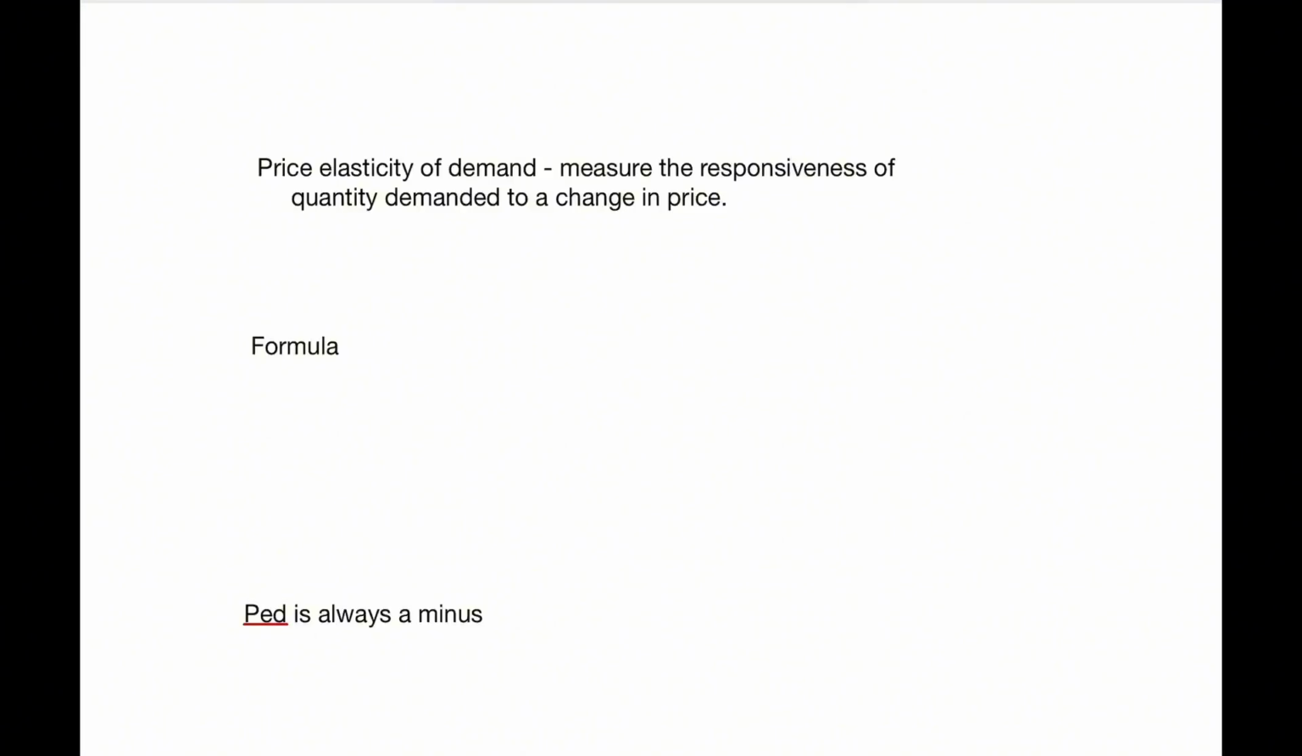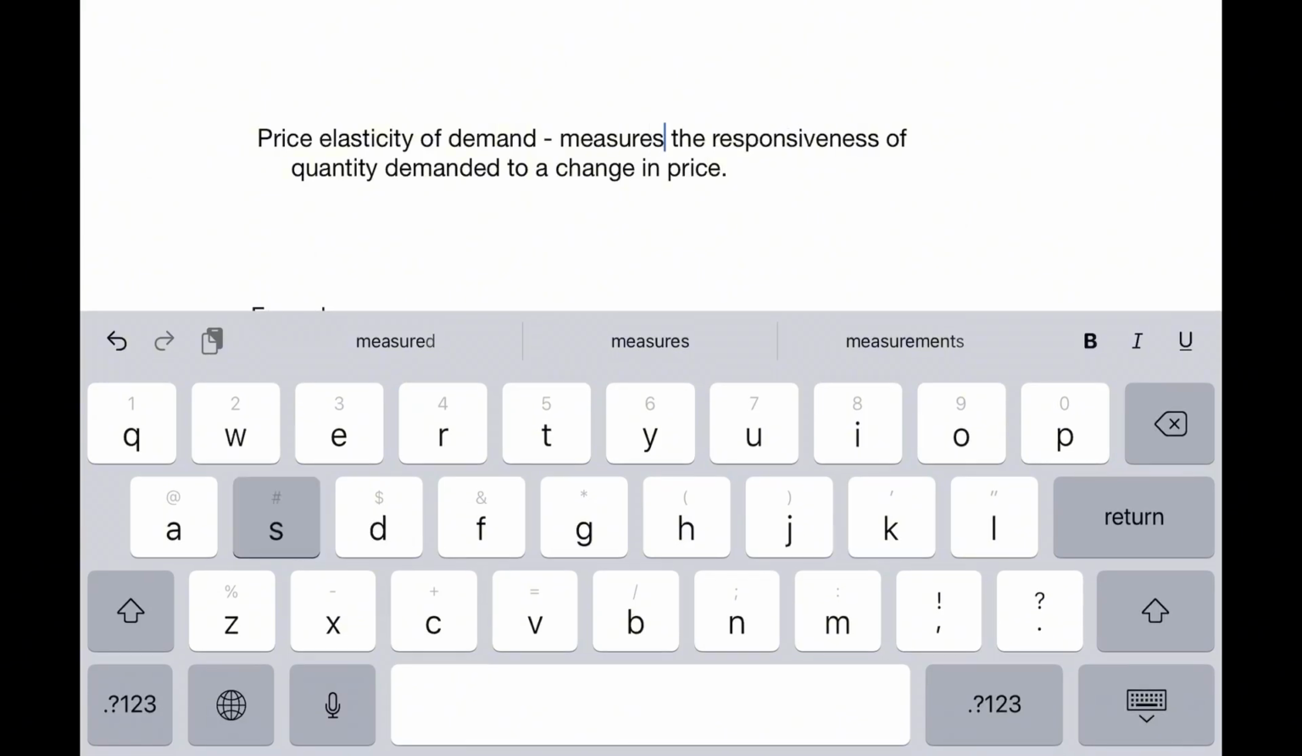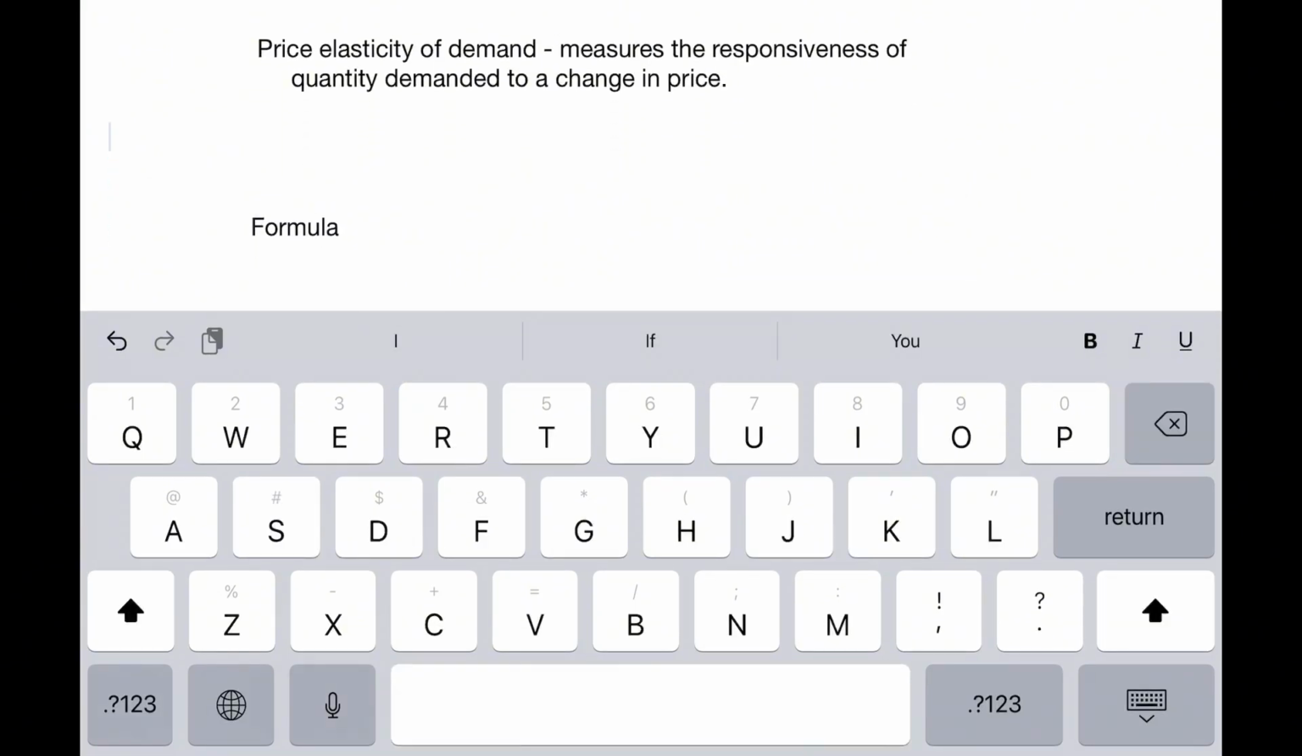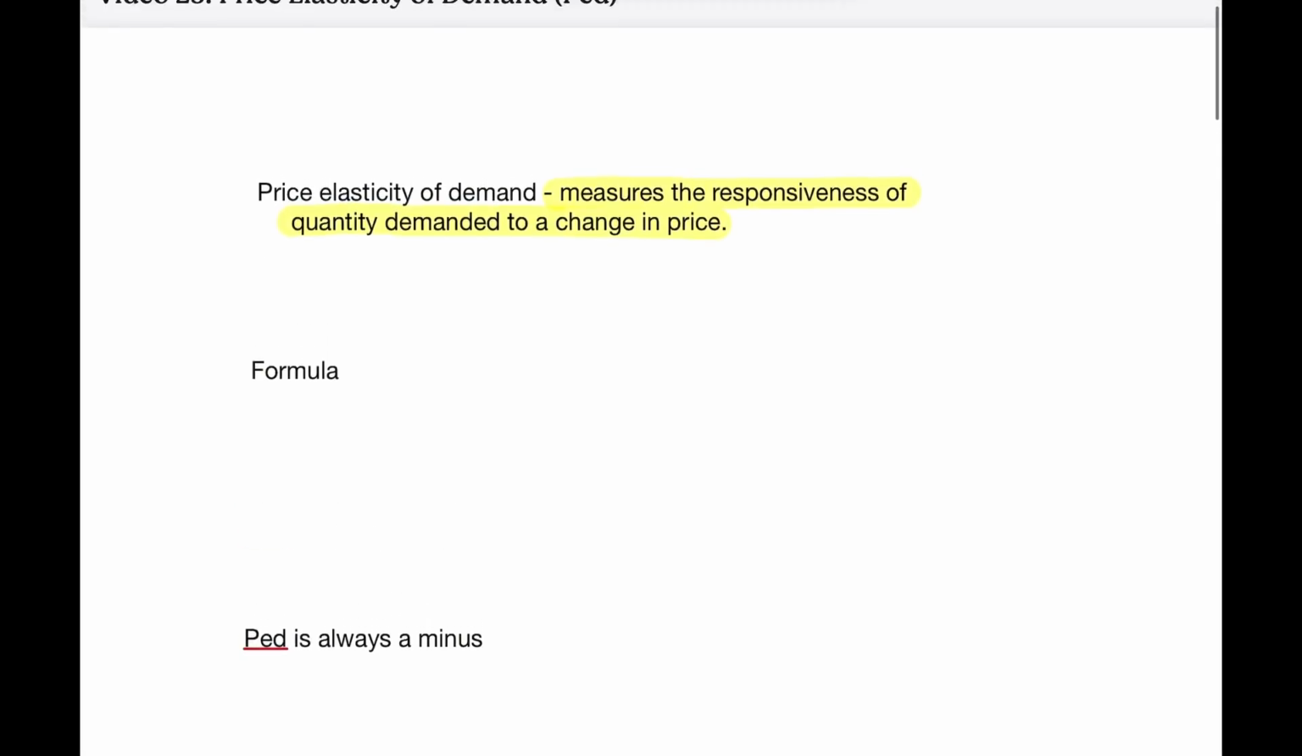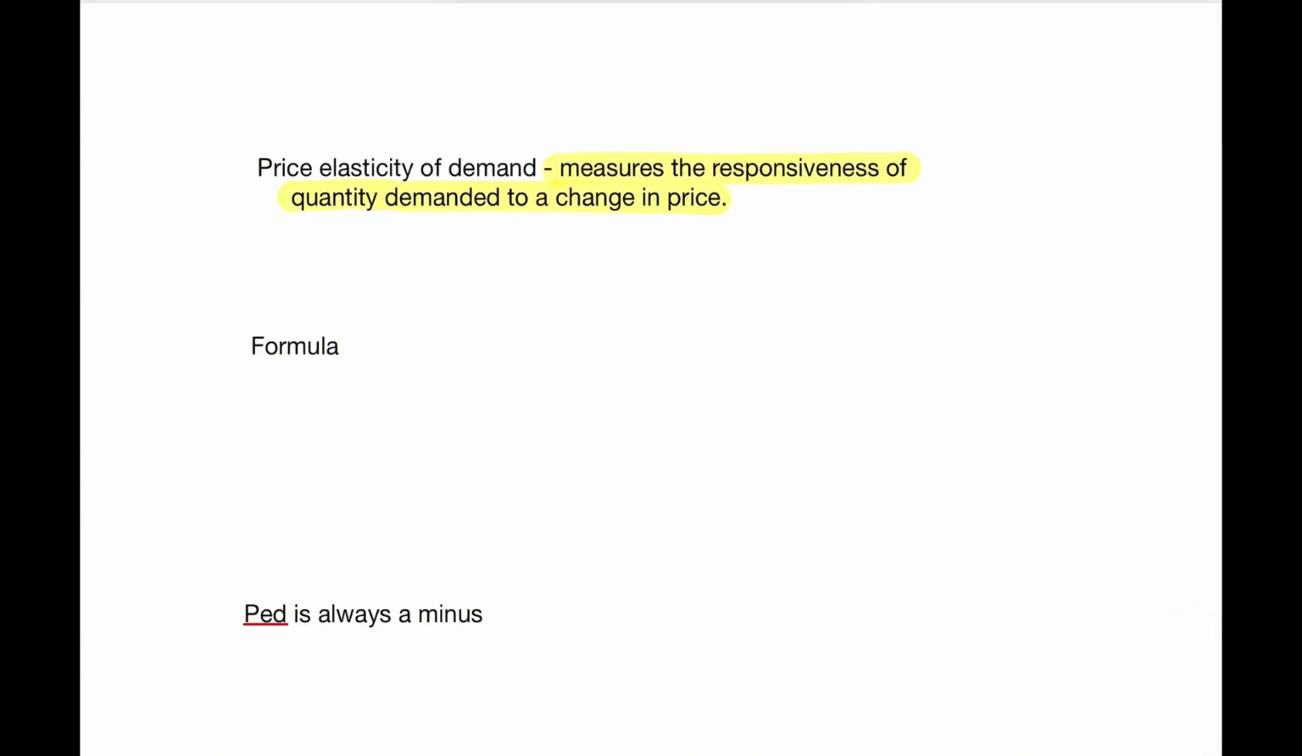So price elasticity of demand measures, that should be an S in there, measures the responsiveness of quantity demanded to a change in price, okay? So if the price of a product changes, and that could either be an increase or a decrease, PED, price elasticity of demand, measures how responsive demand is to a change in price.